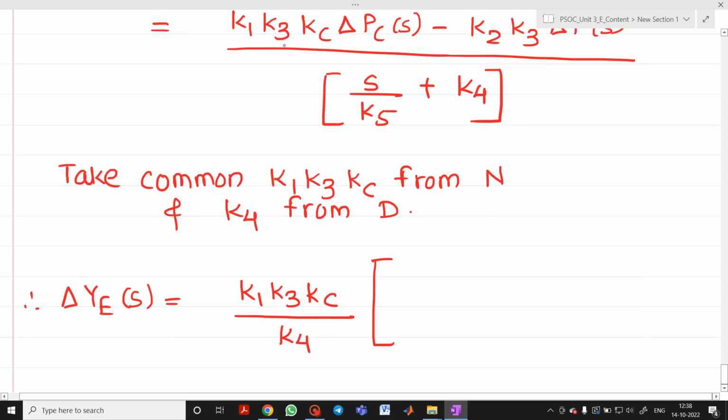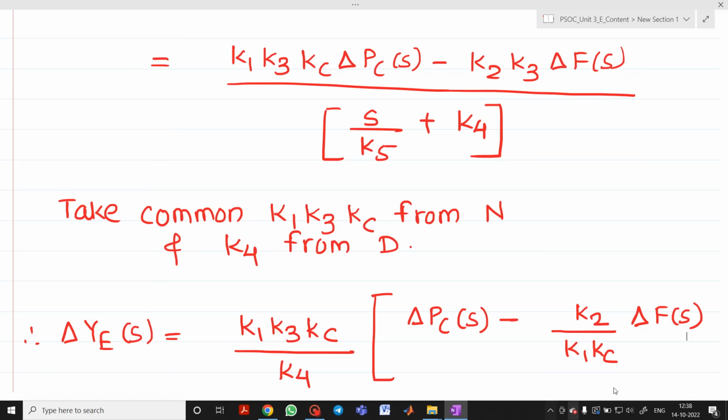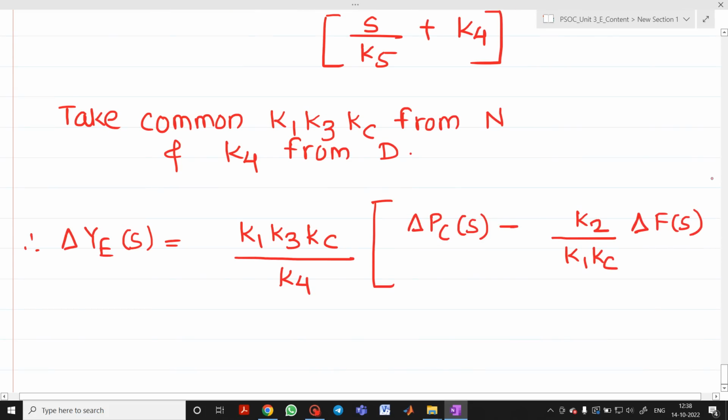Now as I am taking K1, K3, Kc common, the first term will be delta Pc of S minus, and here K1, K3, Kc I am taking common. If you see, K1 and Kc will be at the denominator, and here you will get K2 into delta F of S. If you multiply K1, K3, Kc inside, K1 and K3 will cancel out, and you will get K3, K2 and delta F of S. It means whatever term we have written here is correct. This bracket is complete.